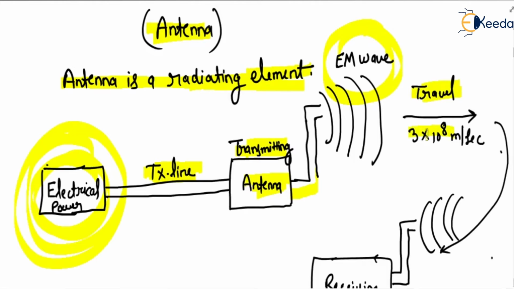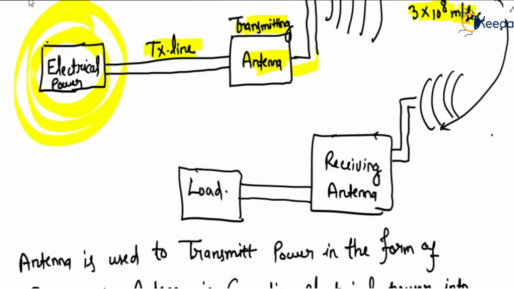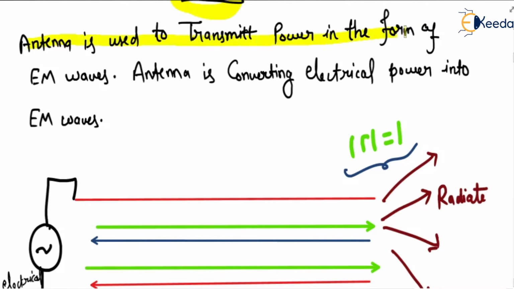travel with the speed of 3 into 10 to the power 8 meter per second in free space, and it will reach the receiving antenna. And after the receiving antenna, we again have a transducer which will convert this EM wave power into electrical power, and finally the load is connected where the power is required. So antenna is used to transmit power in the form of electromagnetic waves. Antenna is converting electrical power into EM waves.